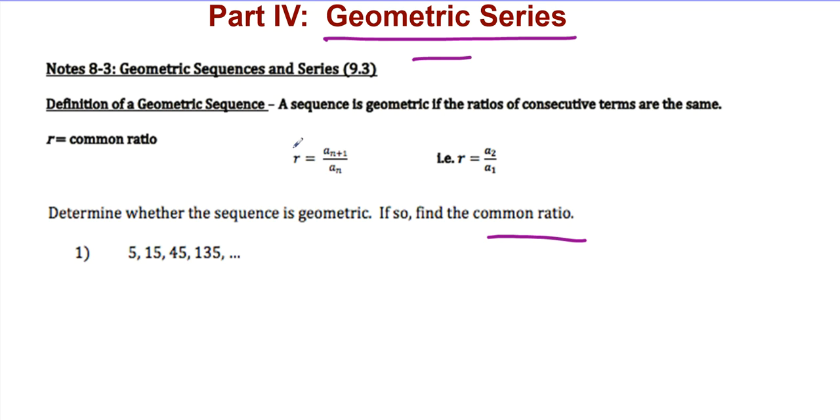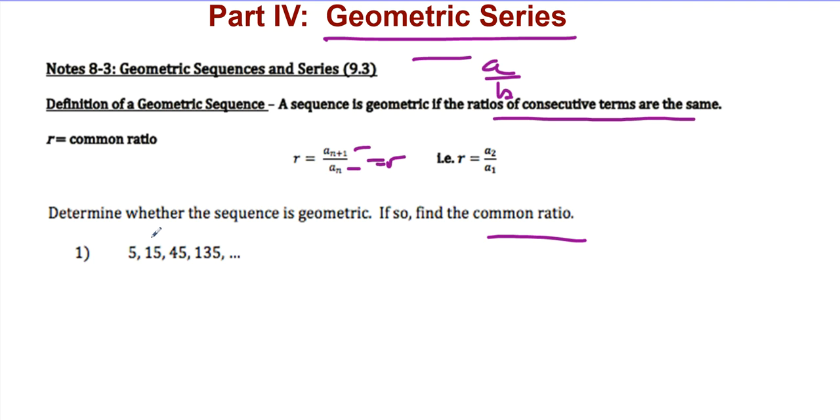So what we need to do is find a common ratio for these. Now, a sequence is geometric if the ratio of the consecutive terms are the same. A ratio is just a fraction, a over b. Okay, that's all you can think of a ratio. We're going to take a term and its preceding term and see if we get a common ratio, which would be r.